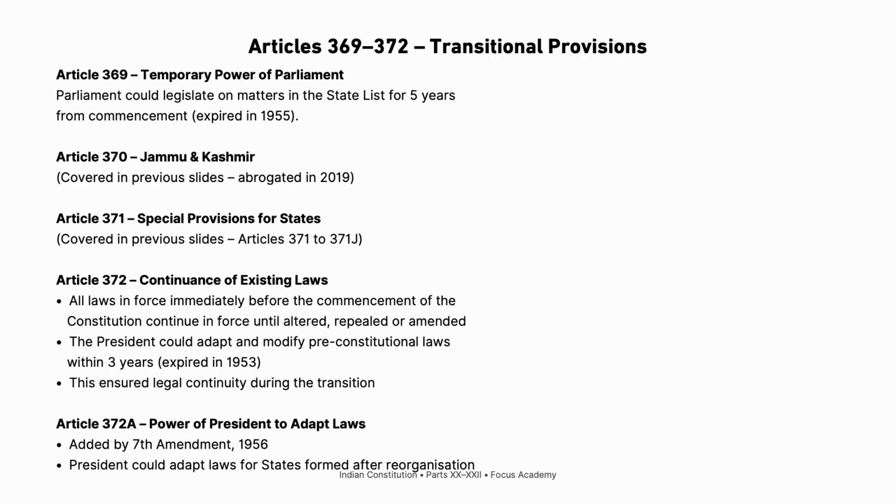Now these are transitional provisions, pre-constitution and post-constitution. A lot of them, almost all of them, are no longer in existence. Temporary power of the parliament, Article 369. The parliament could legislate on matters in the state list for 5 years from the commencement. Again, expired in 1955. Take commencement as 26 January 1950, the commencement of the Indian Constitution. For the next 5 years, the parliament could legislate on matters in the state list.